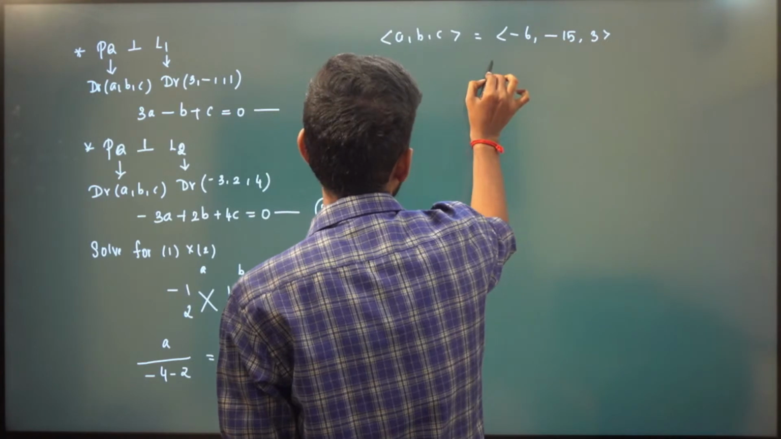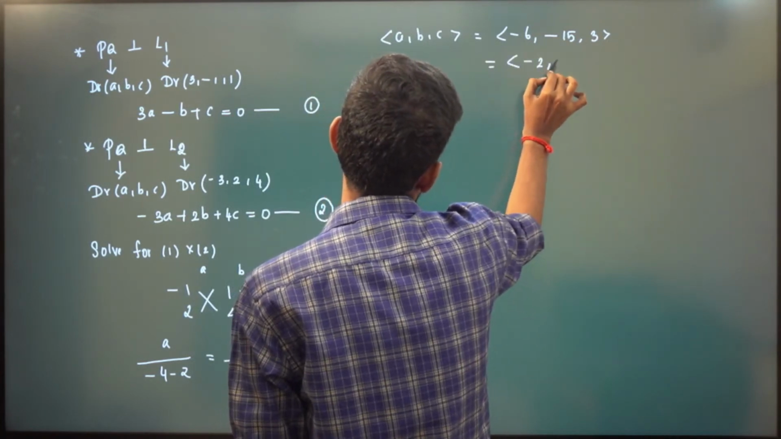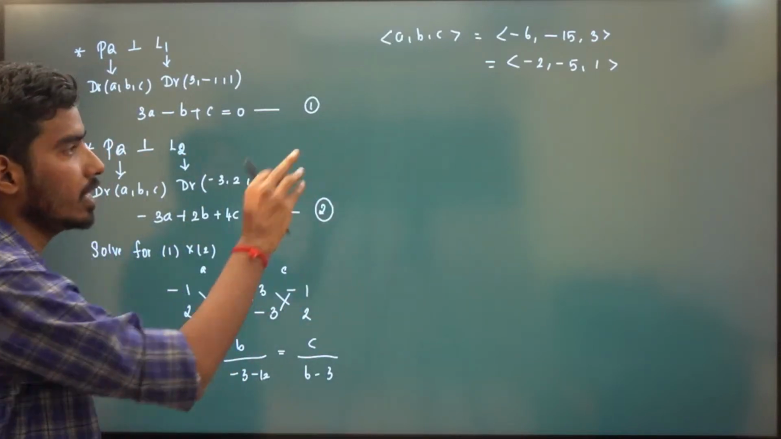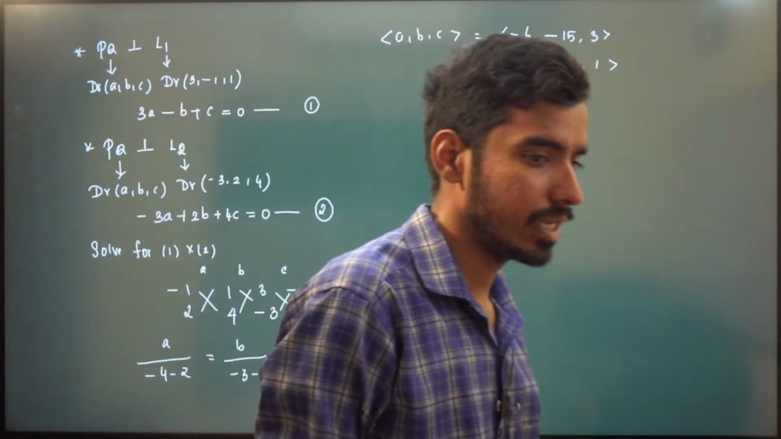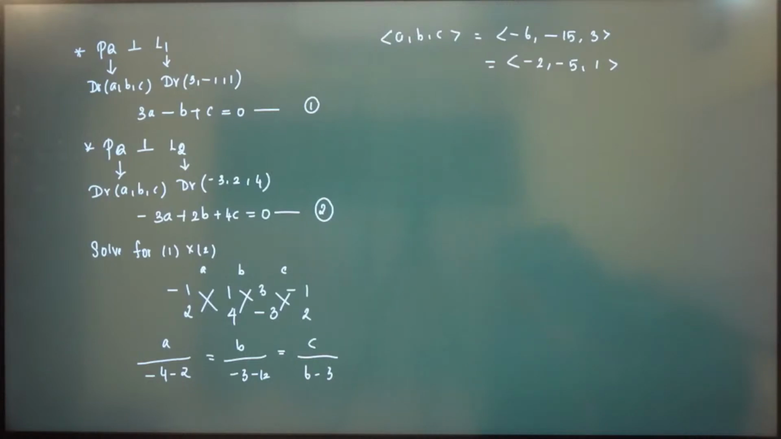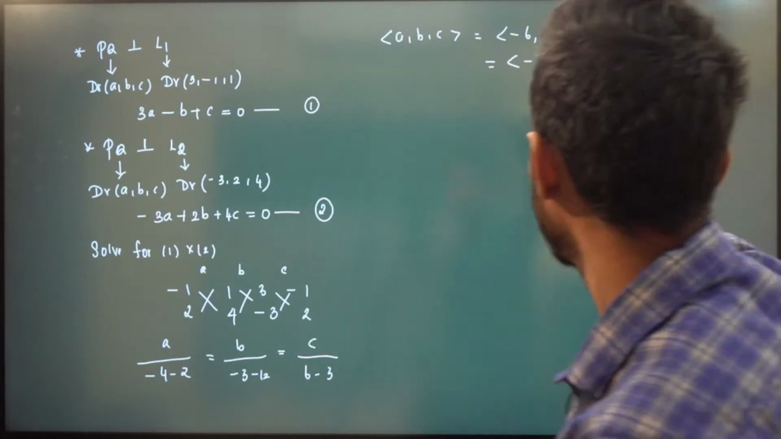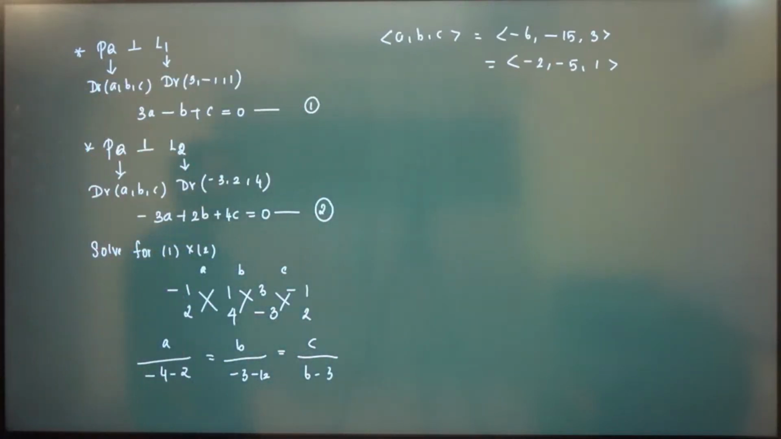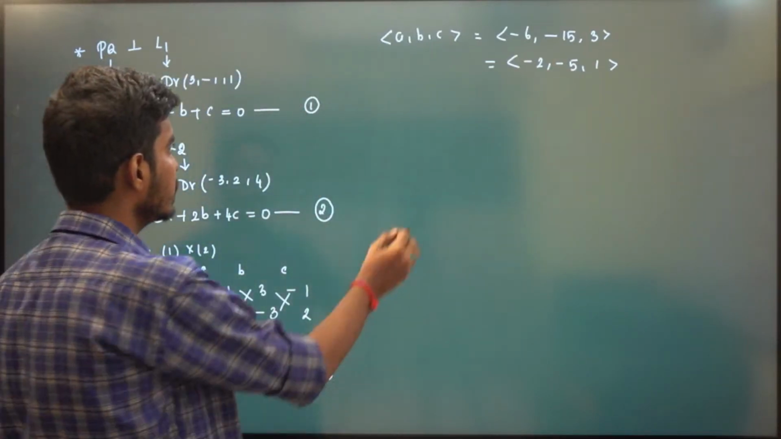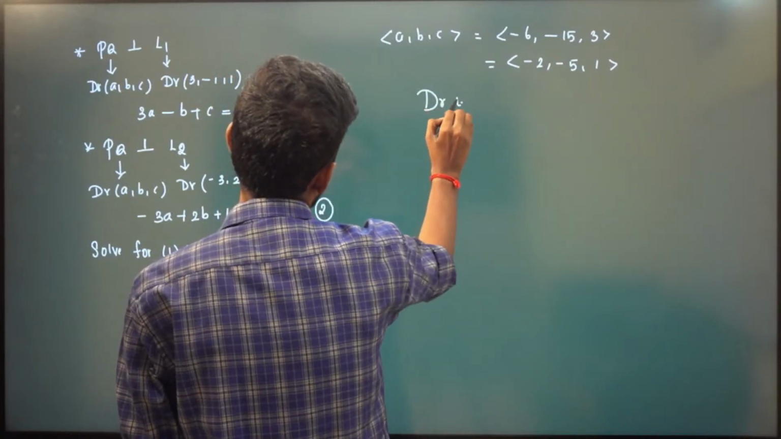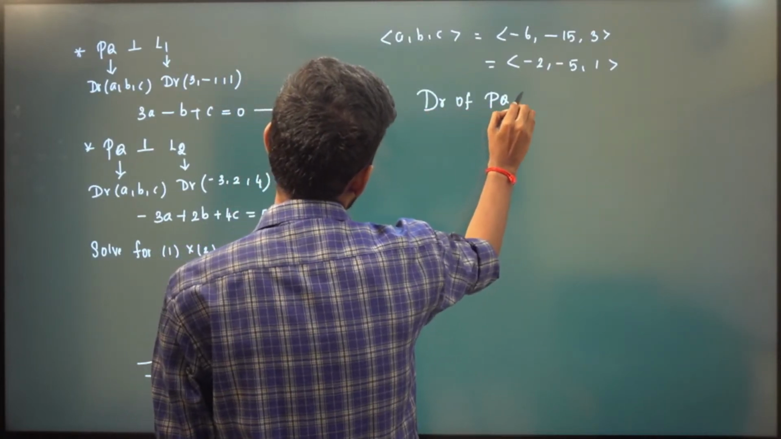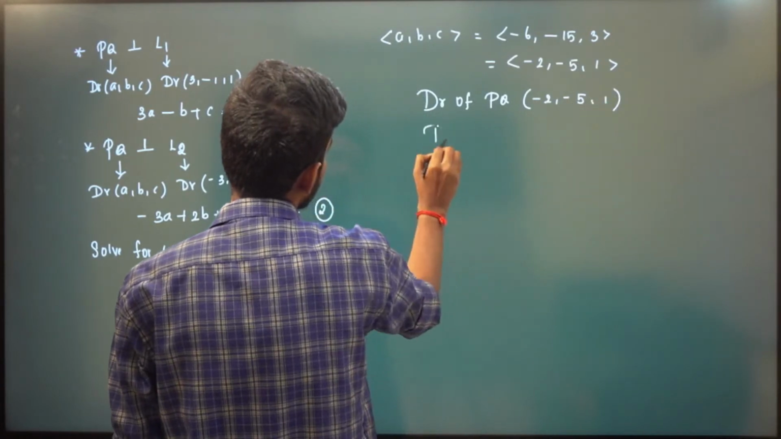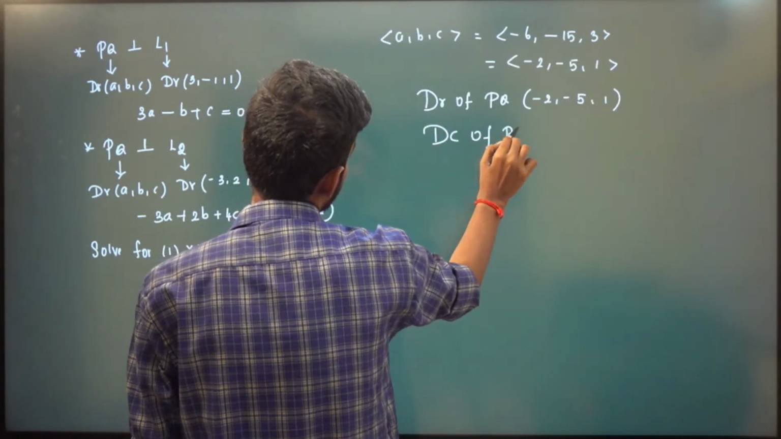See, this is the same as, if you divide by 3, minus 2, minus 5, 1. You just divide the direction ratio, they can be proportionals also. So let us divide by 3. So we'll have minus 2, minus 5, 1. So we have found the direction ratio. So the direction ratio of PQ is minus 2 comma minus 5 comma 1. What about the direction cosine? We just have to normalize this, right?